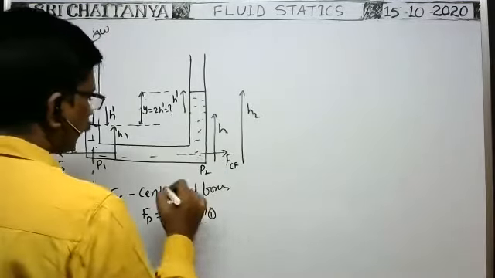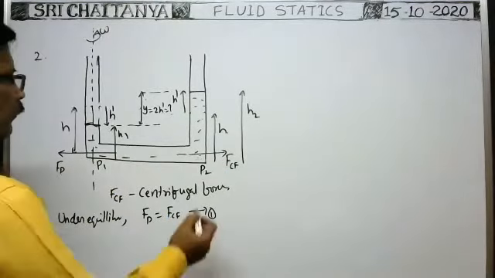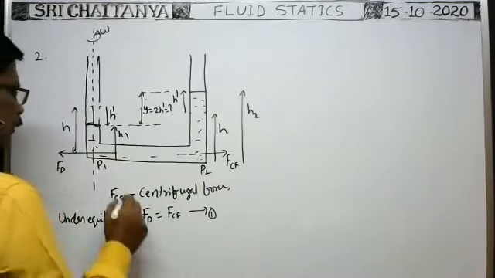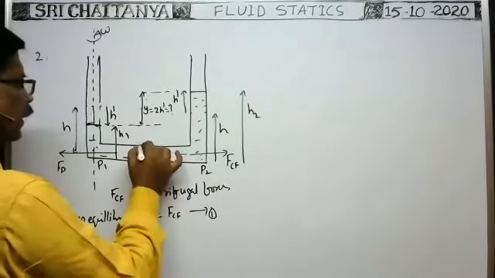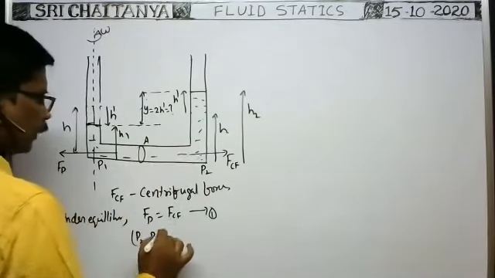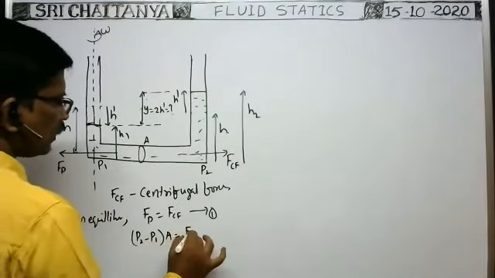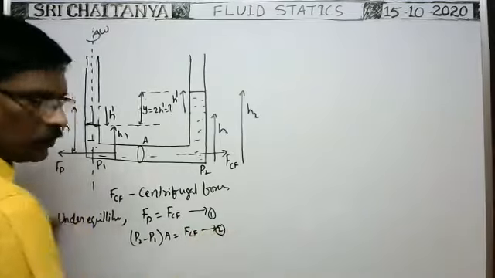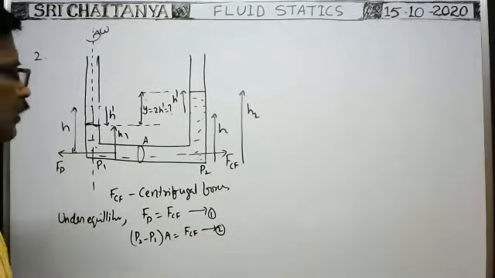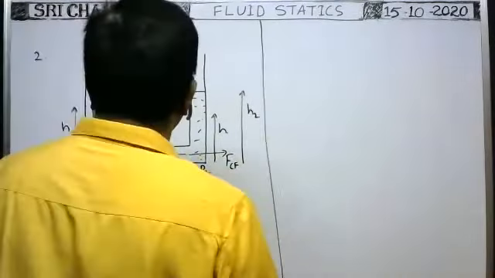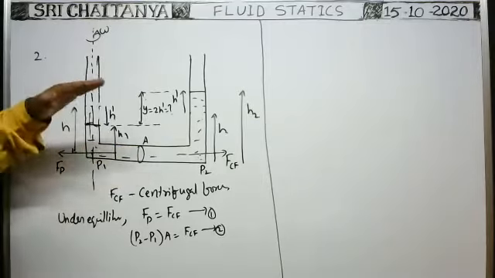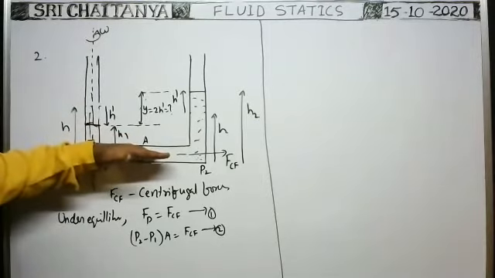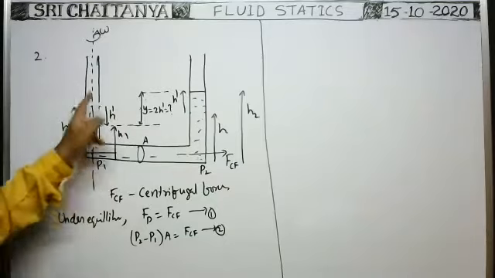This is equation 1. The force due to pressure difference, where P2 is greater than P1, is (P2 minus P1) times the area of cross section of the tube A, which is equal to the centrifugal force X. This is equation 2. So how can we find the centrifugal force? Here you see, this is the axis of rotation. Every element of this liquid column in the horizontal tube has the same angular velocity omega.